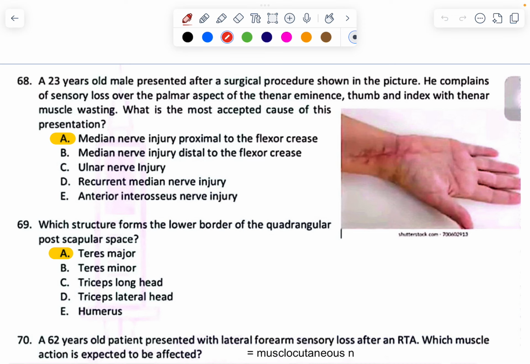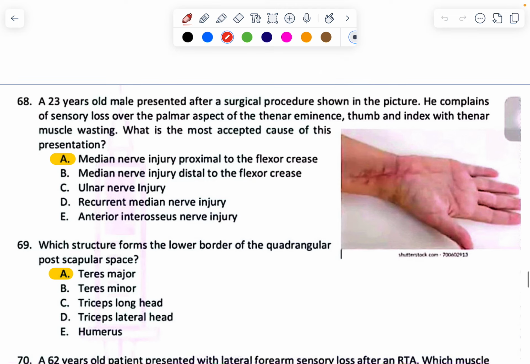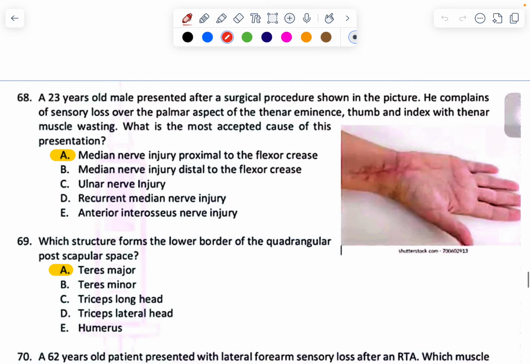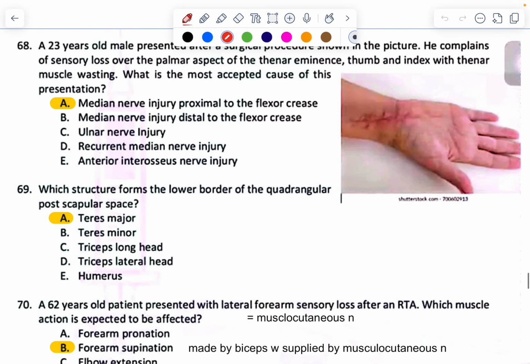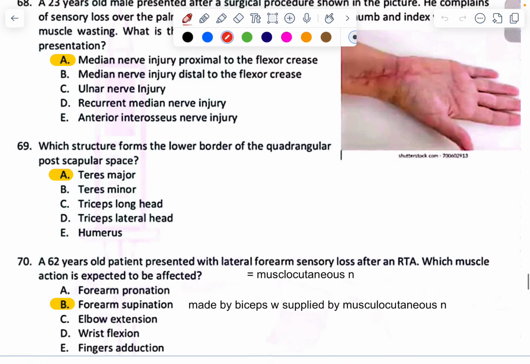A 62-year-old patient presented with lateral forearm sensation loss. Which muscle action is expected to be affected? The lateral forearm is supplied by the musculocutaneous nerve, which supplies brachioradialis, forearm supination, biceps.